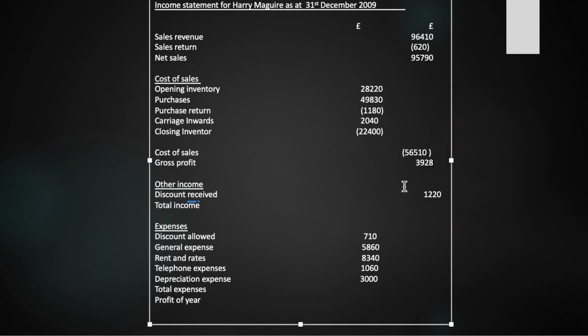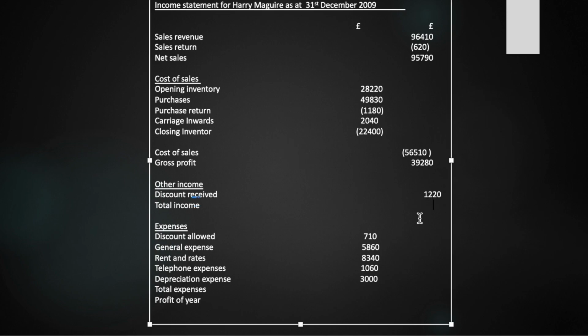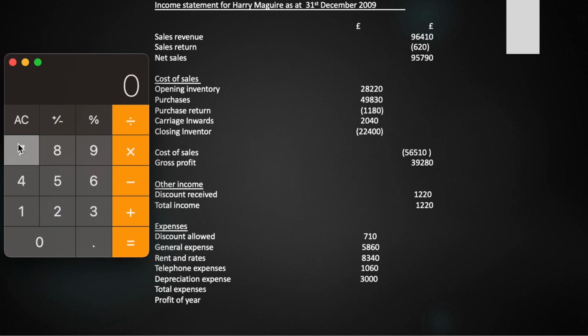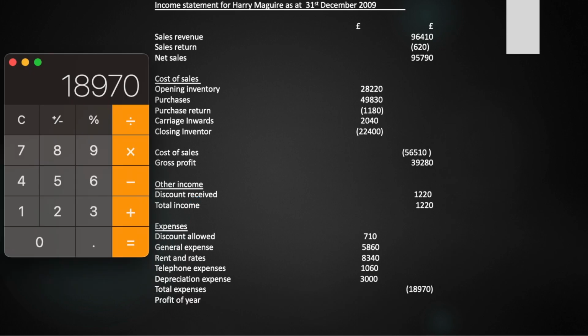And then to work out gross profit, we do our total sales minus our total cost of sales, which equals 39,280. Then we have our income. Discount received is our only income, so we write 1,220. And then expenses. We have discount allowed, general expenses, rent and rates, telephone expenses, depreciation expenses. And this gives us a total of 18,970.